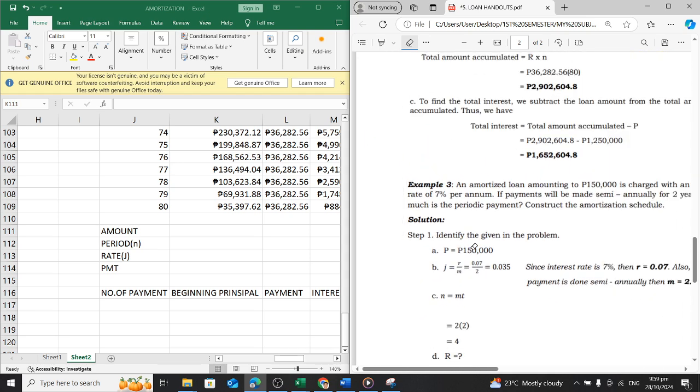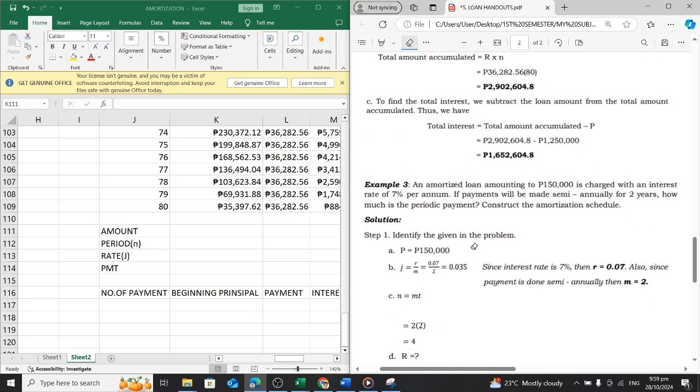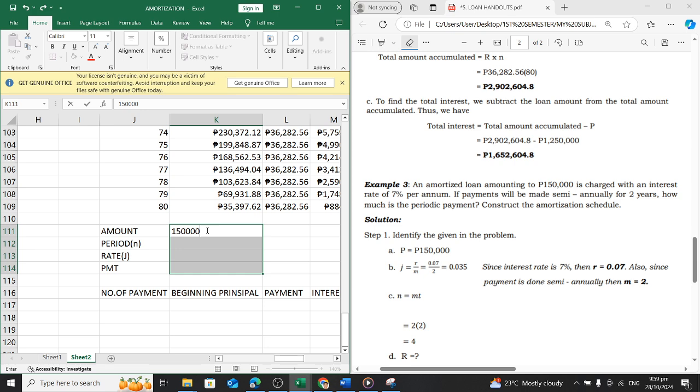Example number 3. An amortized loan amounting to 150,000, that is our present value or principal, the amount of money borrowed or the loan, is charged with an interest rate of 7% per annum. Okay? Now that is our annual rate. If payments will be made semi-annually for 2 years, sa isa ka tuig, kadua ka magbayad. And this is for 2 years.